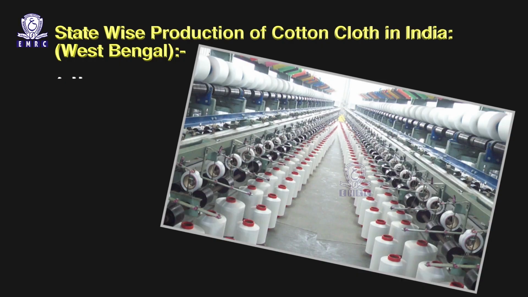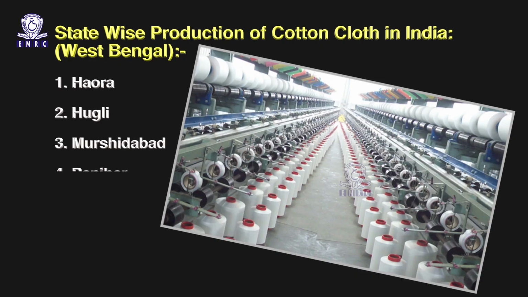Well, let's move on to the next state, West Bengal. Kolkata is the most important cotton textile producing center of West Bengal. Cotton goods are also produced in Howrah, Hooghly, Murshidabad, Panihati, Serampore and Shyamnagar.